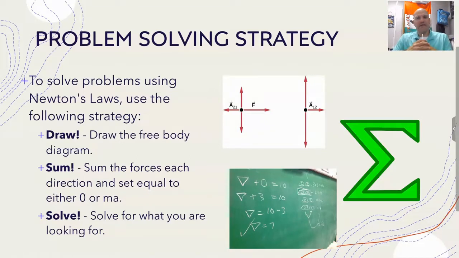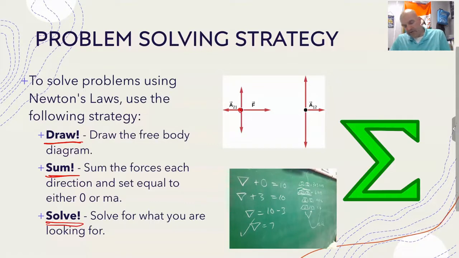All right. So the way that I like to talk about problem-solving strategy is with three words: draw, sum, solve. So the first step, draw. You're going to be given a situation: a car traveling down the road, coming to a stop, something rolling down an incline, tension problems. But the first thing you do is draw the free body diagram, which is going to show all the forces acting on the objects, okay?